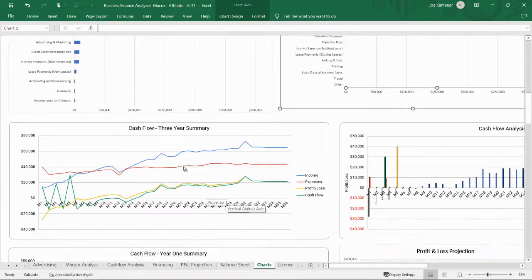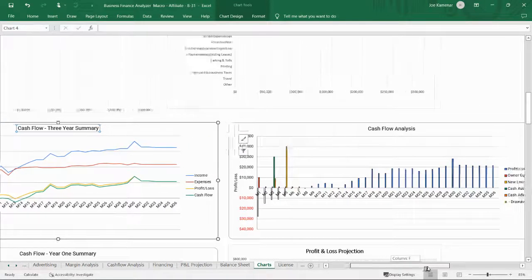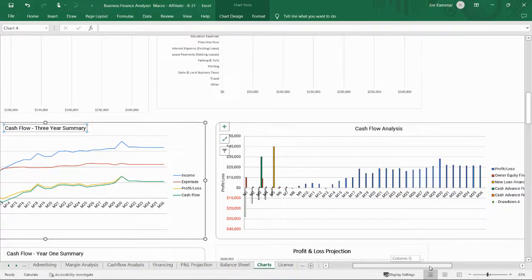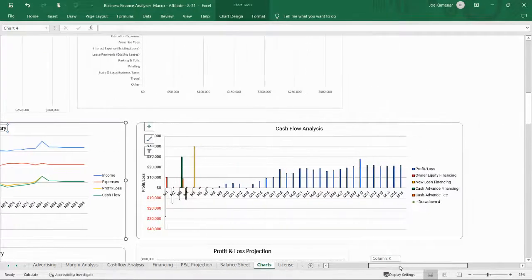We have a cash flow, your 3-year summary. You can title it any way you want, and it provides income, expenses, your profit and loss, along with cash flow. As mentioned before, there is a difference between profit or loss, and cash flow, because cash flow also factors in repayment of principal on loans or advances, and it also factors in the actual advance or the loan deposit, or when you make a withdrawal against a line of credit. And that's not considered an expense or income.